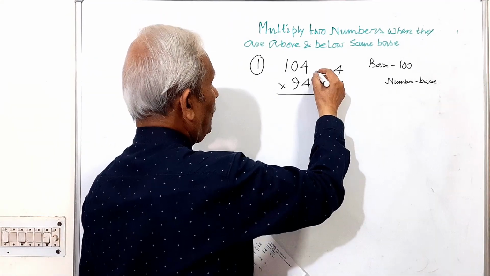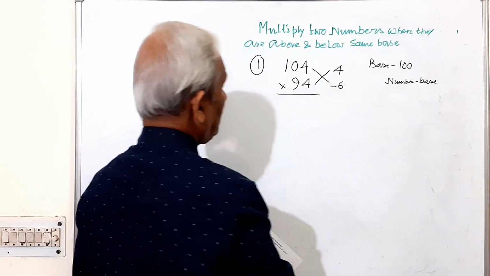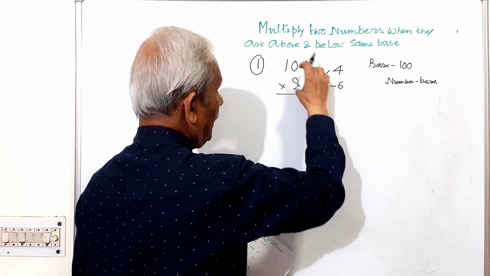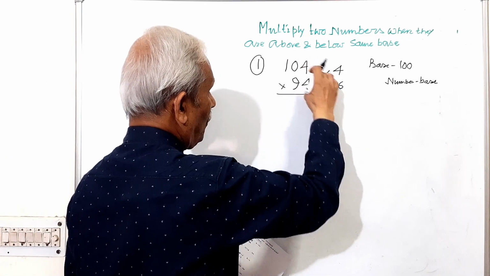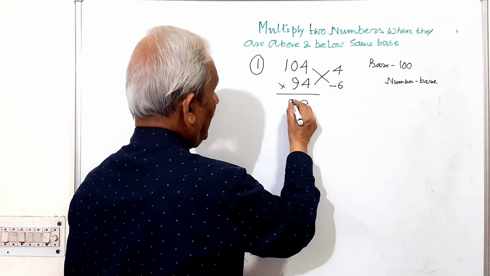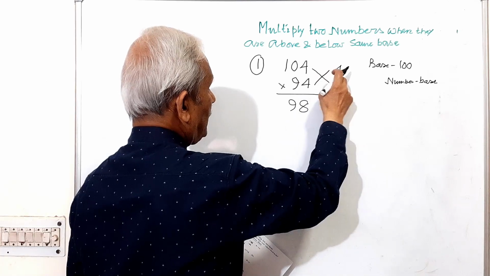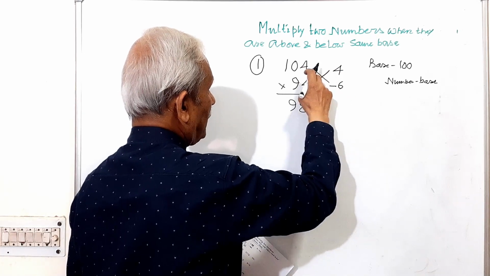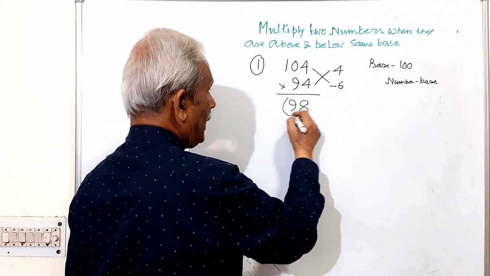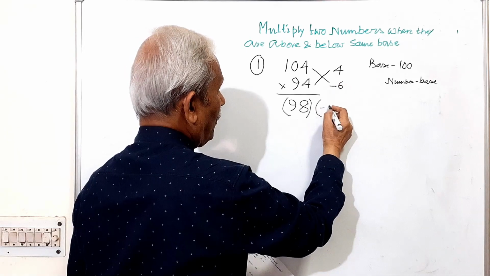When multiplying, we will have the cross multiplication, which gives us cross subtraction and cross addition. For example, we take 104 minus 6, and this becomes 98. Otherwise 94 plus 4, because this is plus, so we add it; this is minus, so we subtract it. So 94 plus 4 is also 98. So the first part of the answer is 98, and the second part of the answer is 4 into minus 6, which is minus 24.